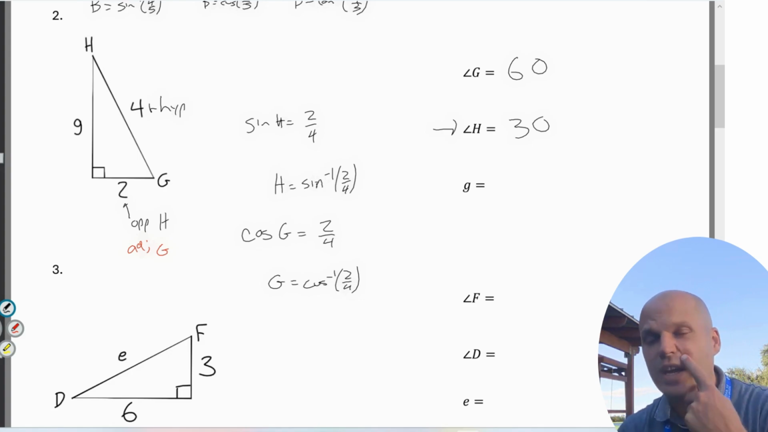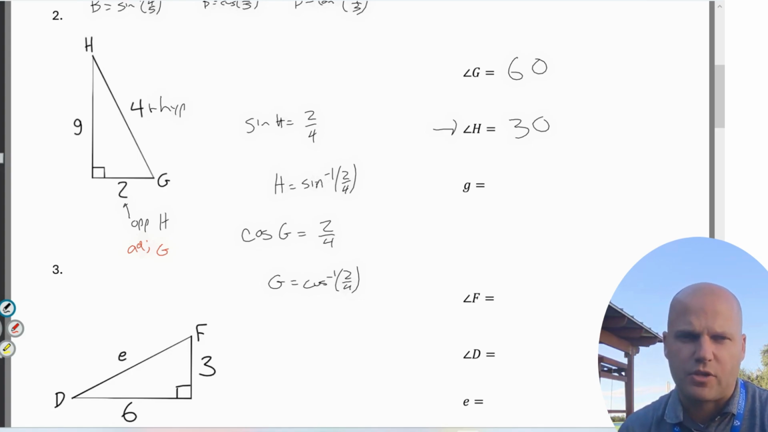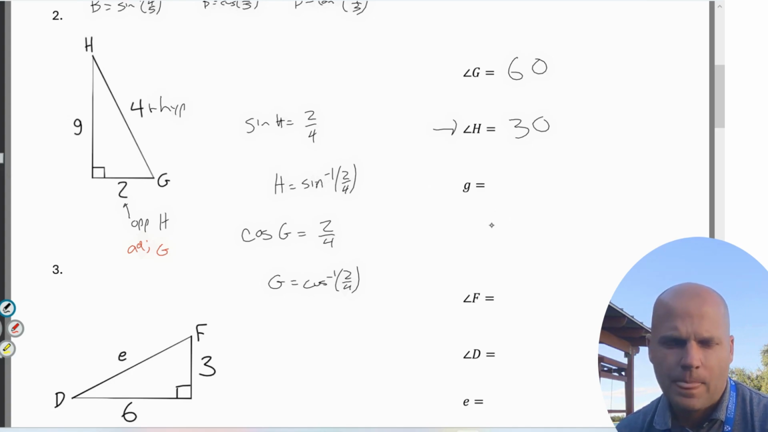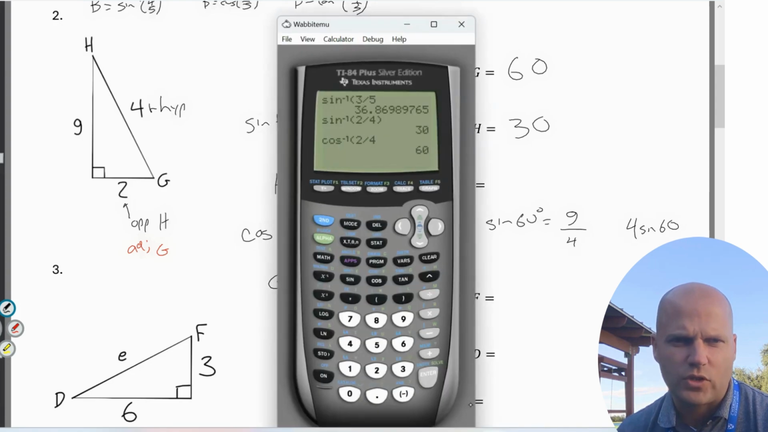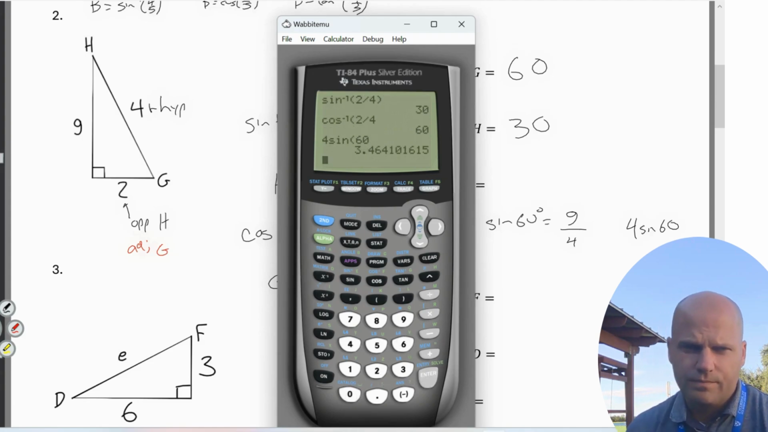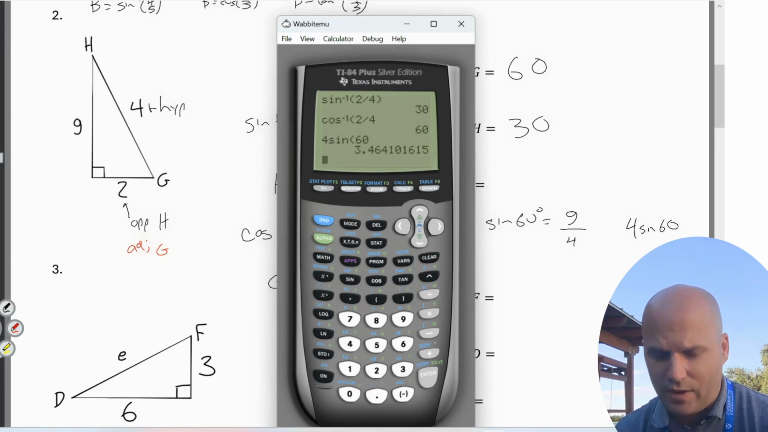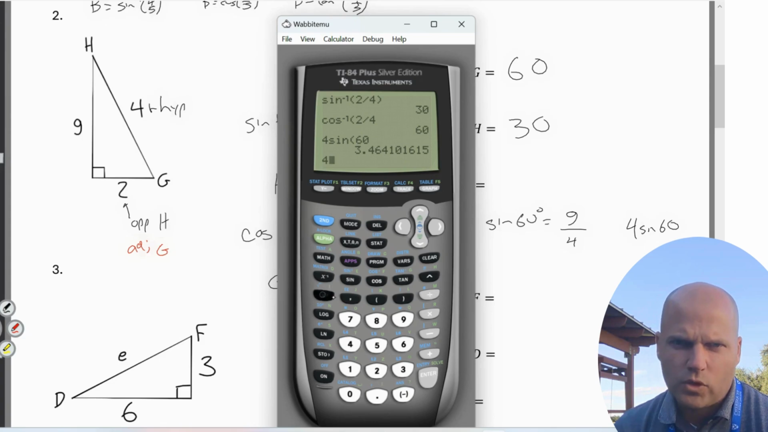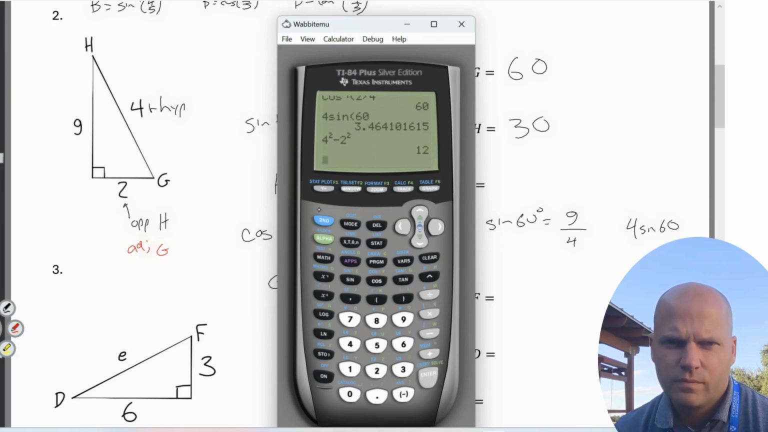How do you find the missing side? You can use the Pythagorean theorem. You can also use trigonometry. You could say, I don't know, the sine of 60 degrees equals G over 4, 4 sine 60. If you wanted to do 4 sine 60, you can do that. Or you use the Pythagorean theorem. 4 squared minus 2 squared, square rooted. And guess what we get?